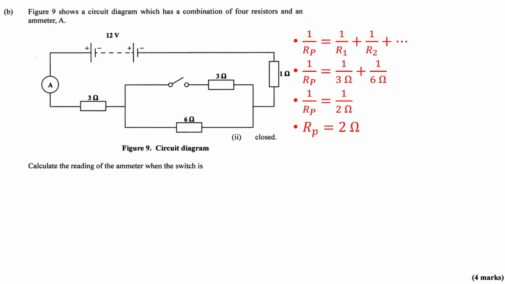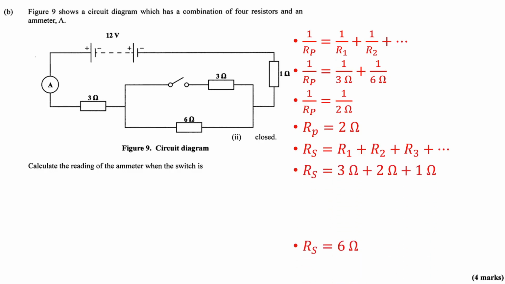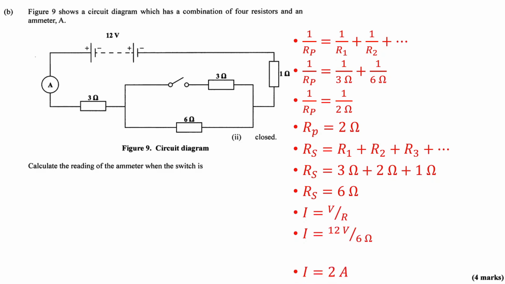Now those two together act as a 2 ohm resistor and is then in series with the 3 ohm and the 1 ohm resistor. So simply adding those up gives you a total overall resistance of 6 ohms when the switch is closed. Now the current, that's going to be again voltage divided by resistance. So 12 volts divided by 6 ohms gives you a current of 2 amperes.